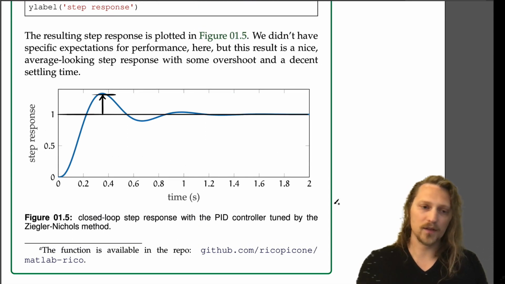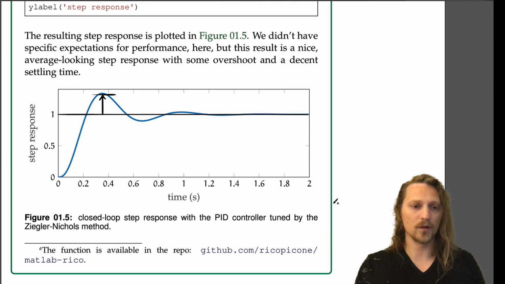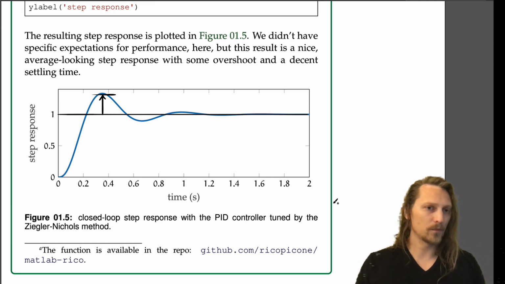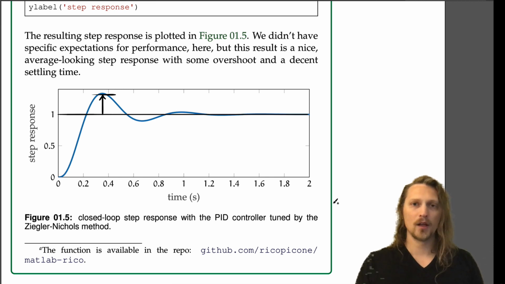Notice at the bottom here, there's a link to the GitHub repository where that transfer function, symbolic to TF object function lives. So yeah, that's all for the example.